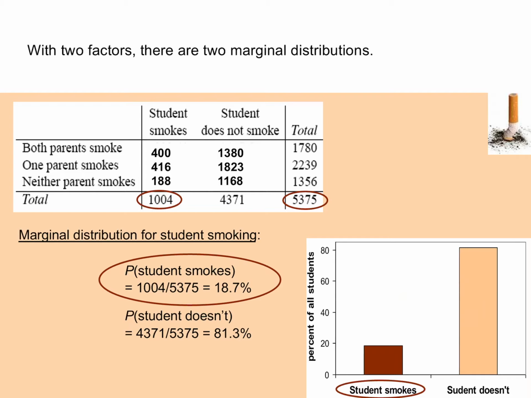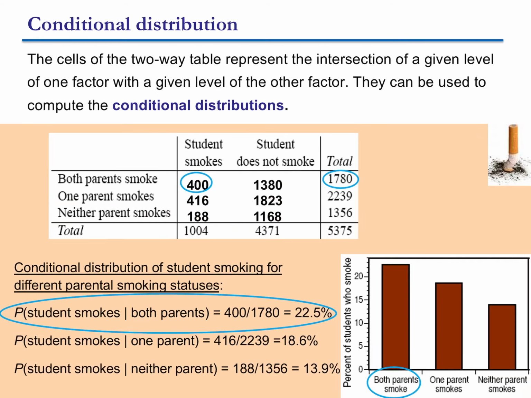All right, so once we have the marginal distributions, then we can start looking at what are called the conditional distributions. The conditional distributions represent the data in the interior of our two-way table. So the cells of our two-way table represent the intersection of a given level of one variable, say student smoking status, with a given level of the other variable, parent smoking status. So, for example, students who smoke, 400, but also lived in a two-parent smoking household, right there.